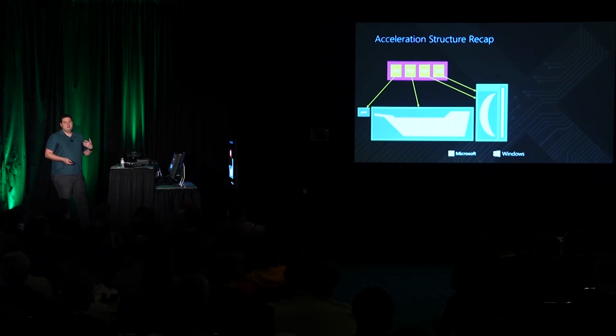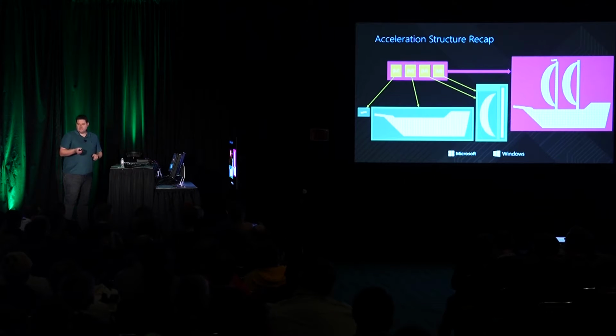And again, you can have multiple of both of these types of structures in your scene. Typically, you're going to have many bottom level acceleration structures and a couple top level structures. And together, the top level structure itself then represents the entire scene.